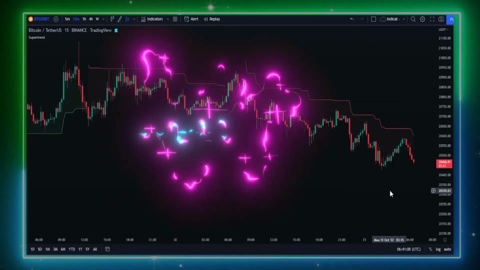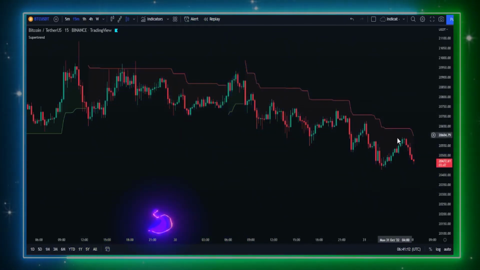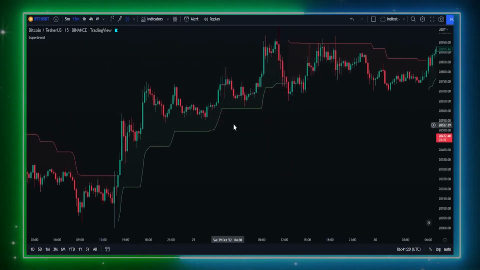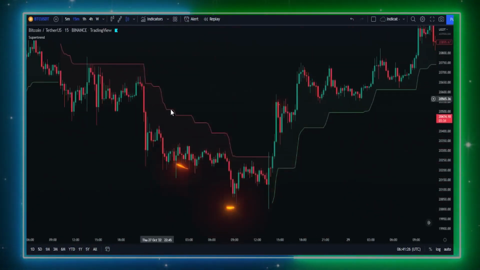Using the SuperTrend indicator is very easy, and I think that most traders know that. When the candles are below the red zone, we will look for selling opportunities, but when the candles are above the green zone, we will look for buying opportunities, and this is the case on the entire chart.